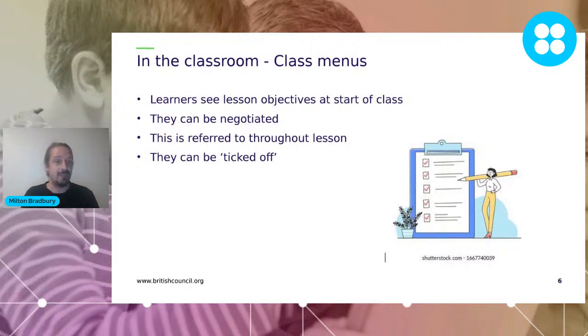Class menus are interesting. They can be negotiated. So let's take a YL, a young learner example. If you have some of the objectives, you have something like play a game with verbs. You have an objective like listen to a podcast. You have an objective of draw something. Students, young learners, if you provide them with the option of choosing which activity they want to do first, which activity they're most excited about, that's very motivating, and it's going to get them engaged in the lesson. It's going to help them see that they have a say in their own learning.